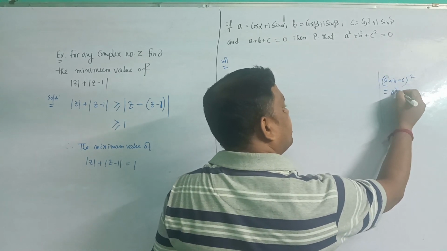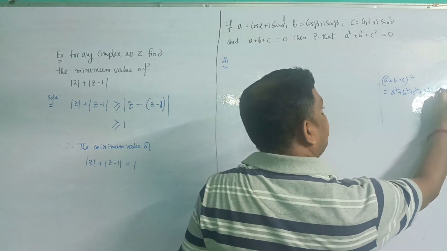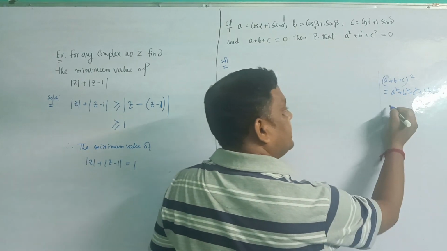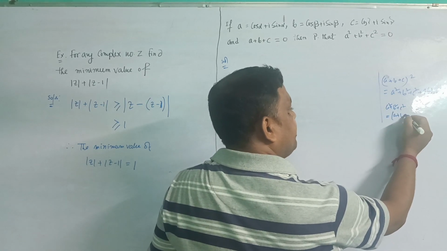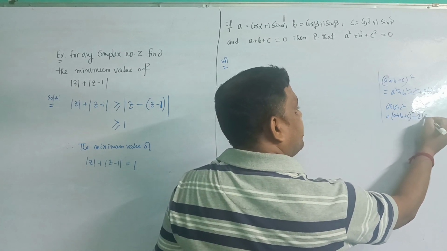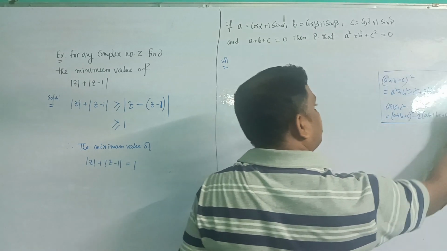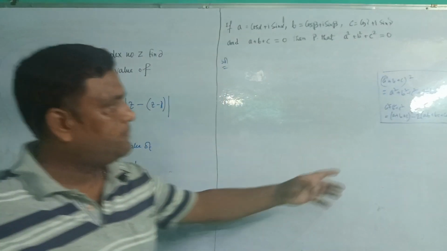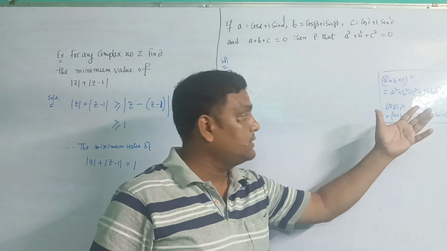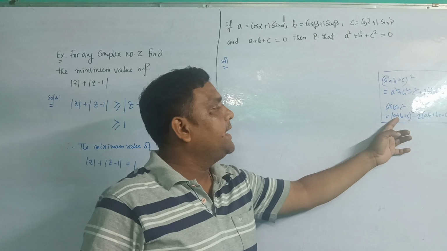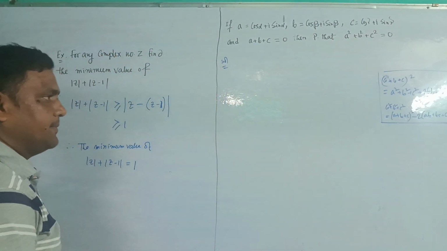The formula is a square plus b square plus c square plus 2 into ab plus bc plus ca. So a square plus b square plus c square means a plus b plus c whole square minus 2 into ab plus bc plus ca. So we need to prove a square plus b square plus c square is equal to 0. That means we need to find the value of a plus b plus c and ab plus bc plus ca.